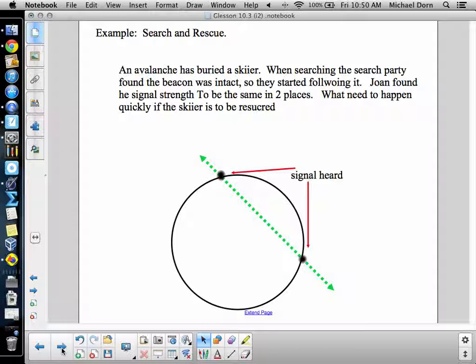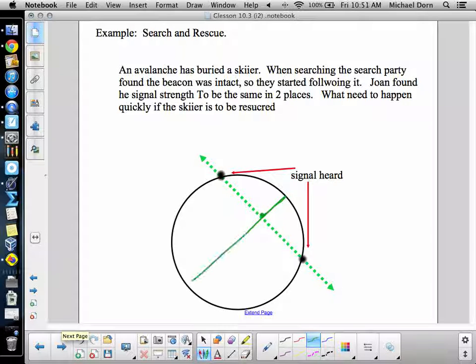So let's say it's an avalanche deal, and someone's got an avalanche beacon on them. They don't have a GPS transmitter, but they have a beacon. The search and rescue people come on, they find where they start hearing the signal, they mark the spot in the snow. They walk in a straight line until they lose the signal, they mark that spot in the snow. That is a chord of the circle from the signal. They then find the center of that distance, so find the middle, and then mark a perpendicular line along that. They know that's the diameter of the circle.